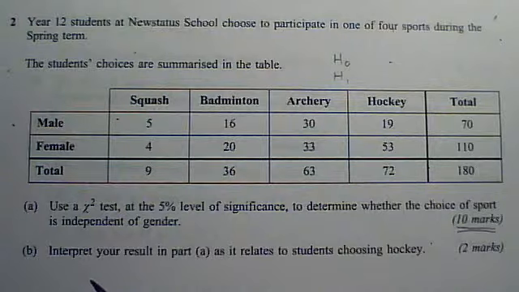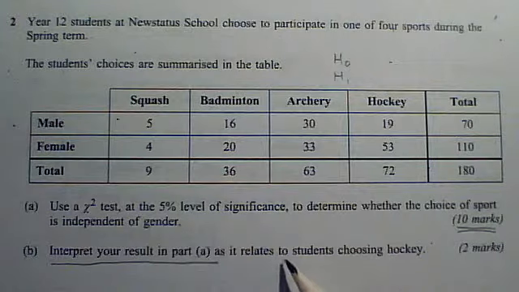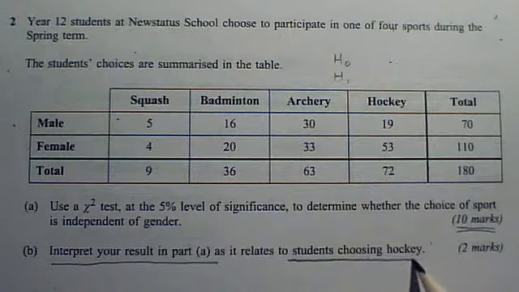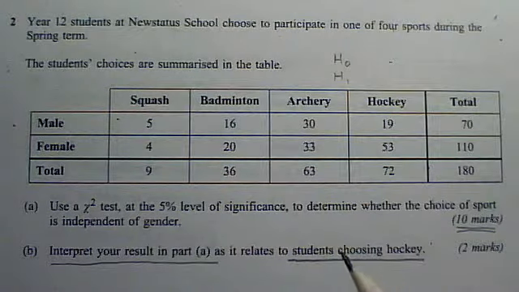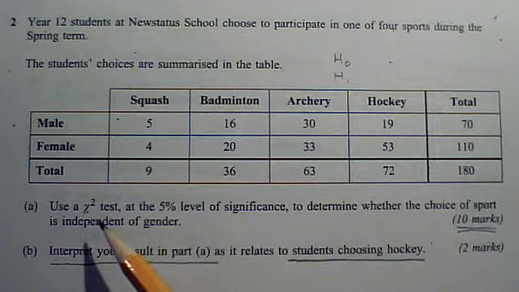And then in part B, we've got a wordy question. We've got to interpret your result in part A, talking about students choosing hockey. So maybe you've got a very large value of chi-squared, maybe you've got a very small value of chi-squared.